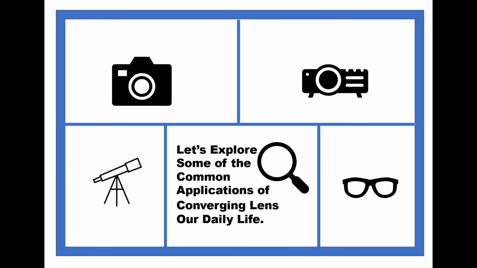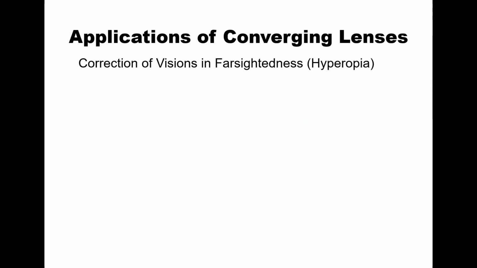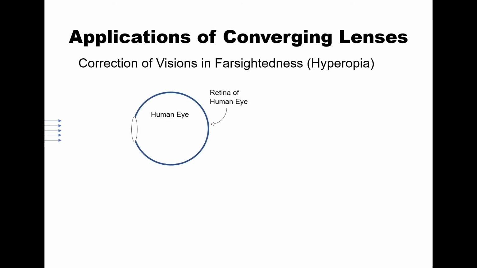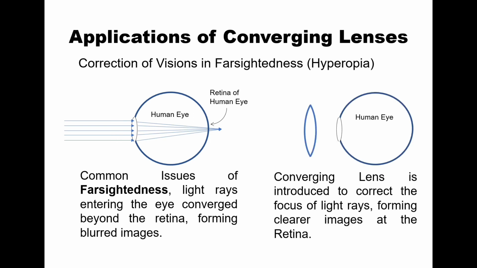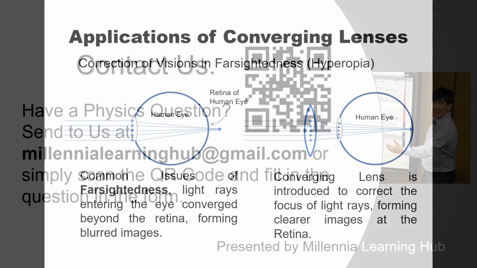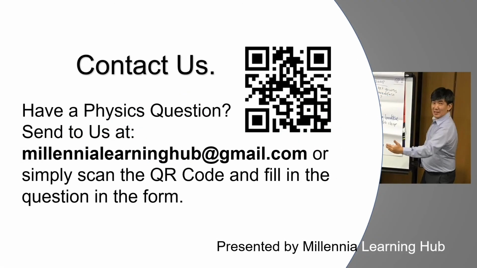Let's explore some of the common uses of converging lenses in our daily life. One of the most common applications of converging lens is the correction of blurred visions and farsightedness. Mostly due to aging, the cornea of human eye weakens and is not able to properly focus the light ray entering the eye onto the retina. A converging lens is usually introduced in the form of a spectacle to correct the focus of the light rays so that they form a clear image on the retina, hence eliminating the issues of blurred visions that may lead to many other complications.